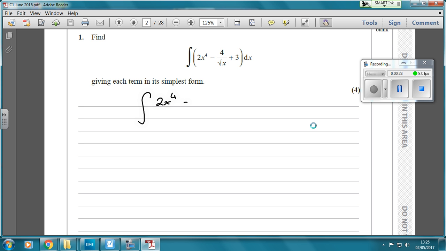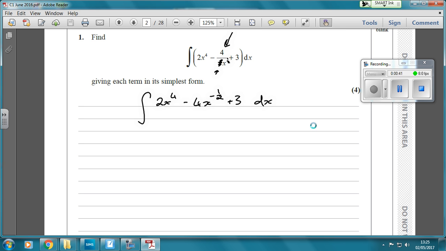Now we can't integrate it when it looks like this. What we do is, if ever we've got a square root, we're going to put that as x to the power of a half. But the other thing is that we can't have x's on the bottom of a fraction, so we've got to bring that up to the top. So that's going to be 4x to the power of minus 1/2 plus 3, and we're going to integrate that with respect to x.